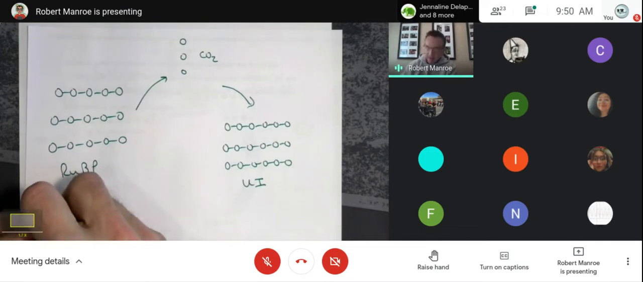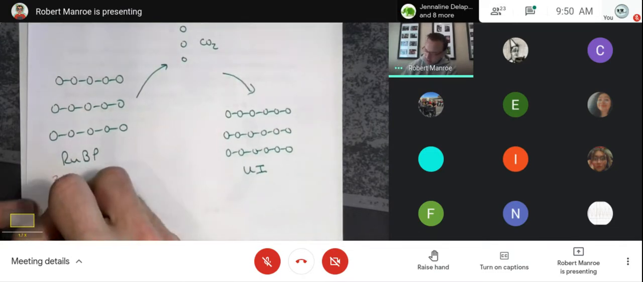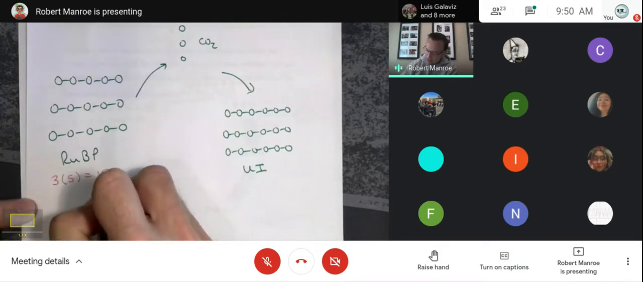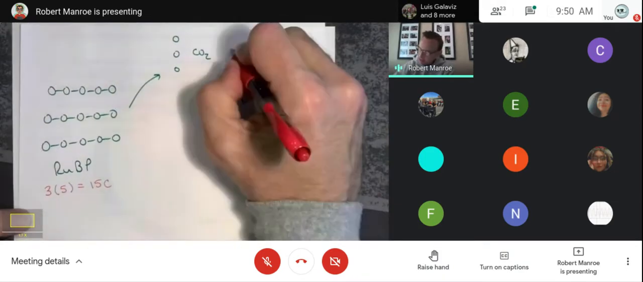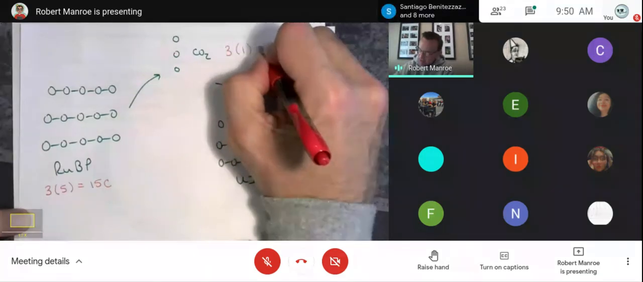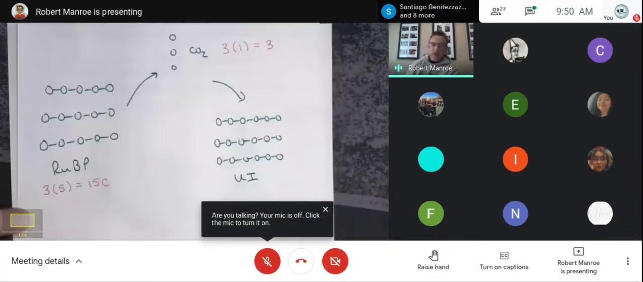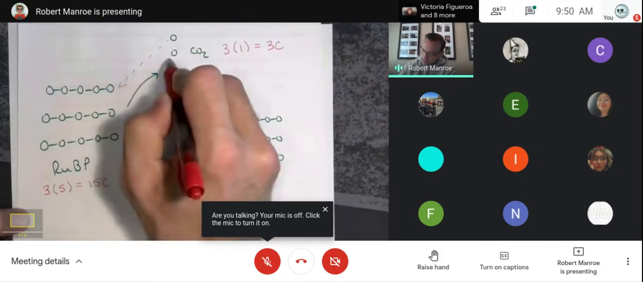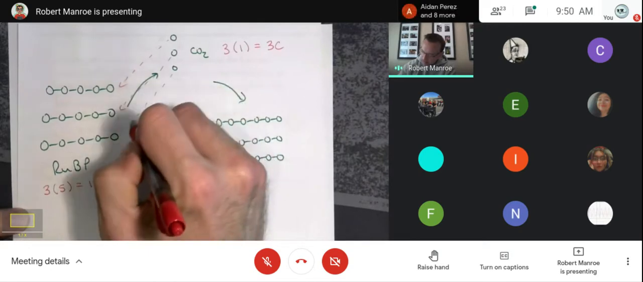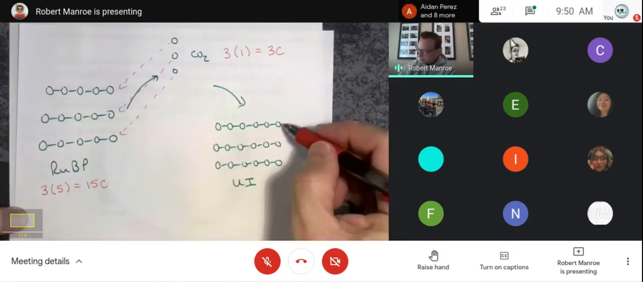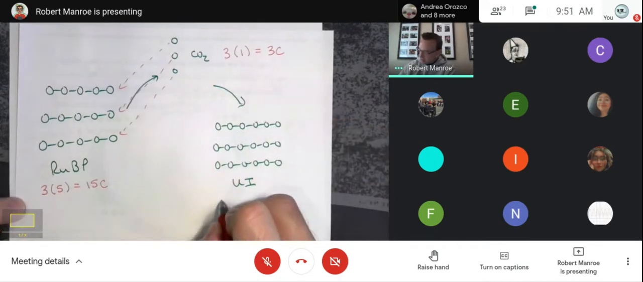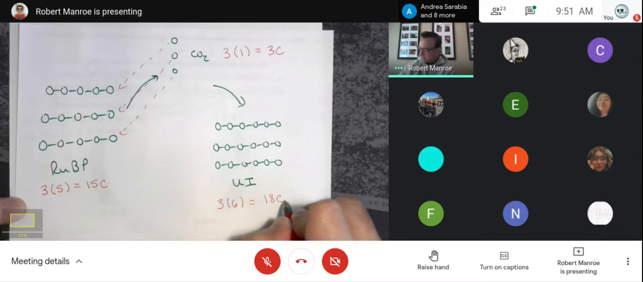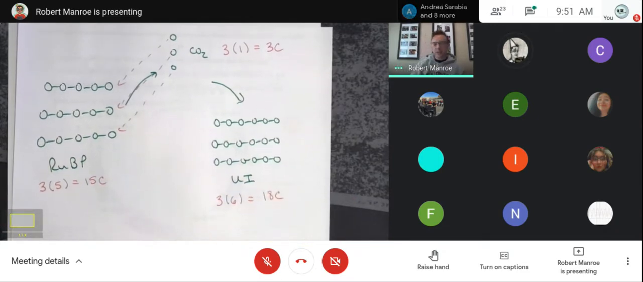So you get 3 RUBPs times 5 each is 15 carbons. You have 3 carbon dioxides with 1 carbon each is 3 carbons total. Each of these picks up 1 carbon, like such. So here's your addition. So now what you're left with here are 3 molecules of 6 carbons each for a total of 18 carbons. You comfortable there?